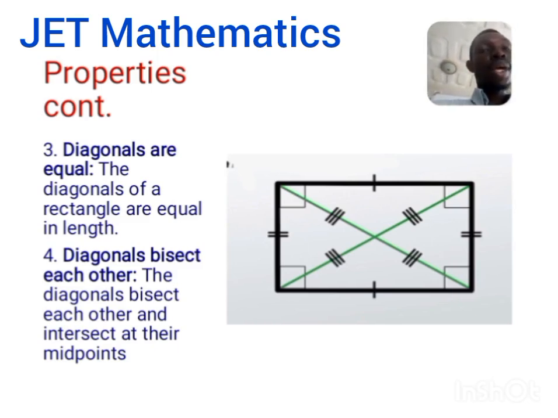Also, the diagonals bisect each other and intersect at the midpoint of the rectangle. The diagonals bisect each other and intersect at the midpoint. So you see that each half of the diagonal has equivalent lines marked with three short lines. That indicates that they are equal and they bisect each other.